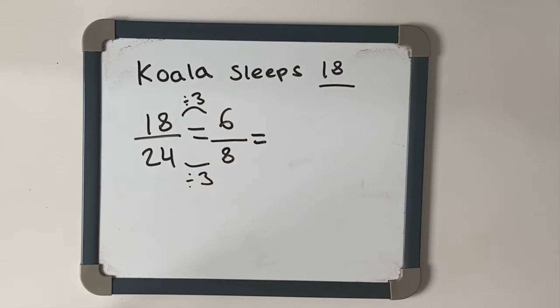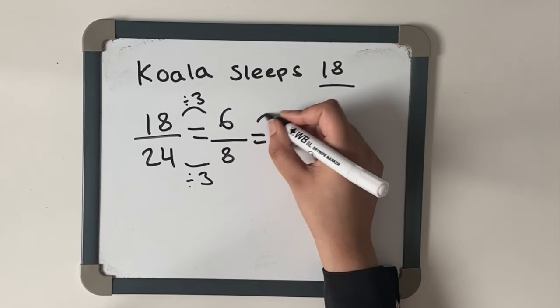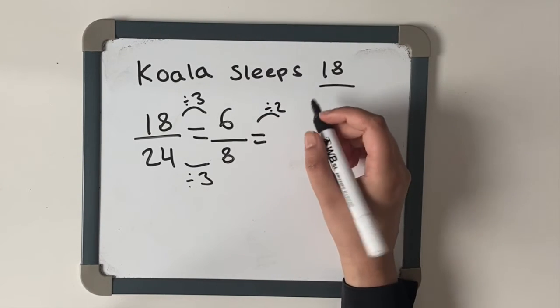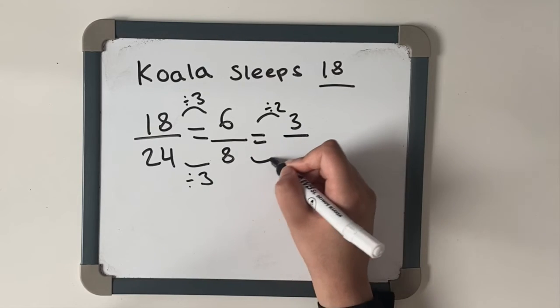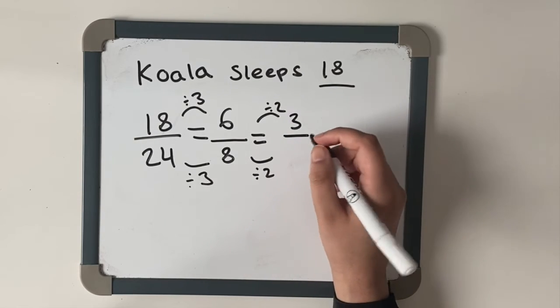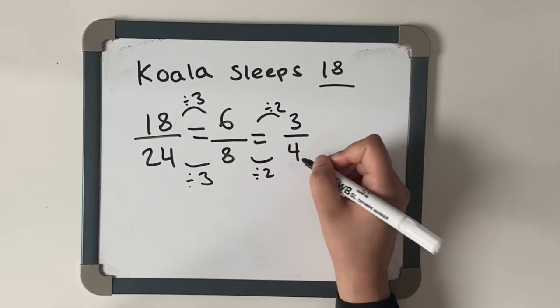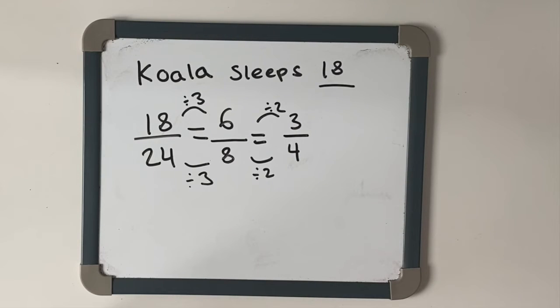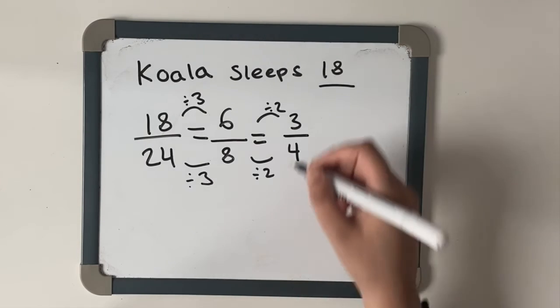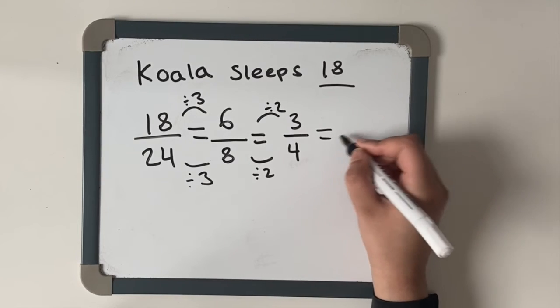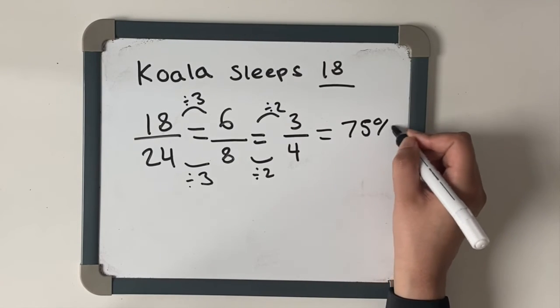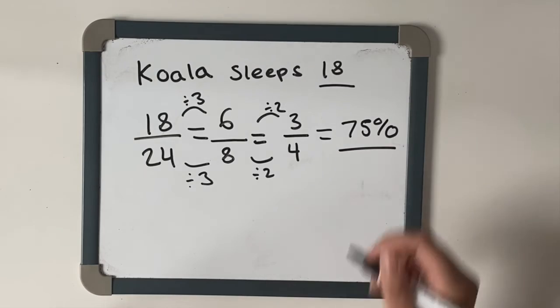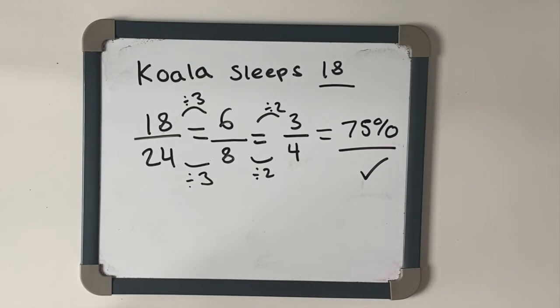But we haven't finished just yet. We can simplify that even more. I'm going to half it, divide it by 2. 6 divided by 2 equals 3. 8 divided by 2 equals 4. So the answer is 3/4, but the question is asking in a percentage form. So 3/4 as a percentage is 75%. So that's the answer. Well done if you got that correct, by the way.